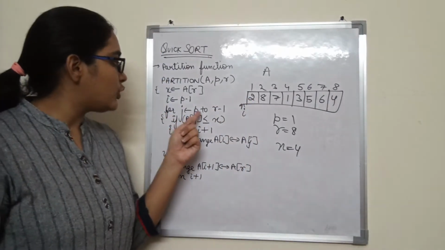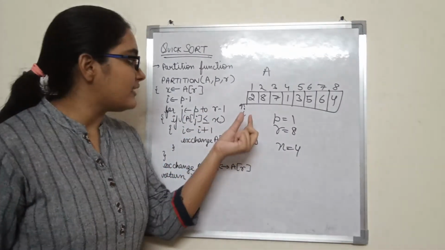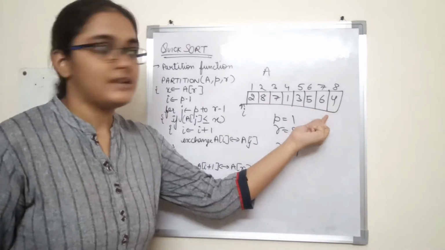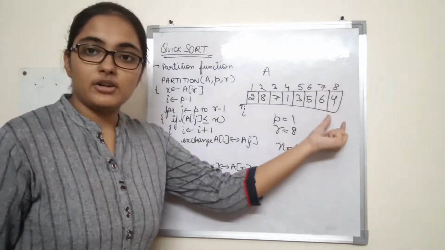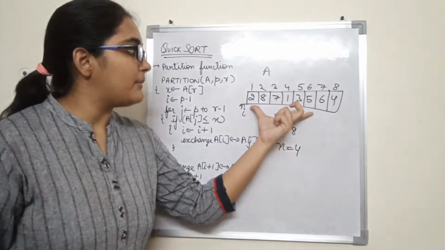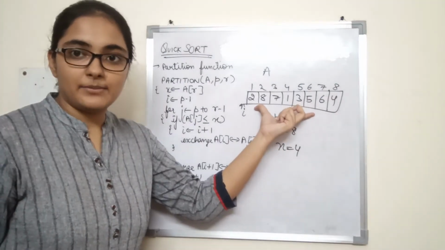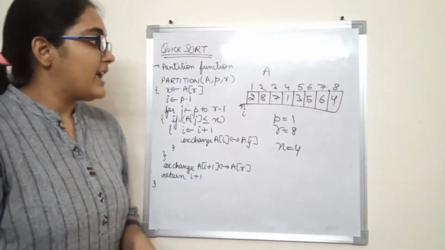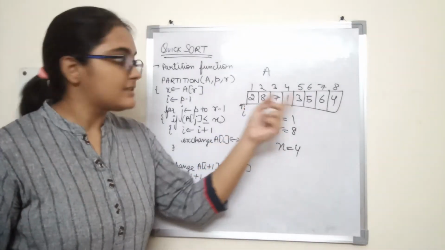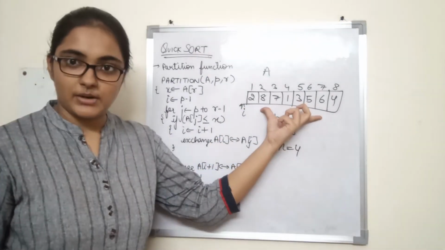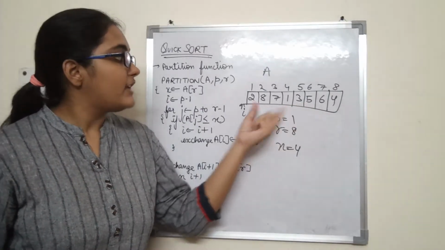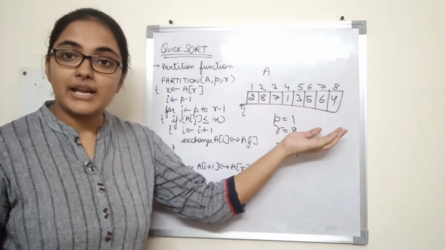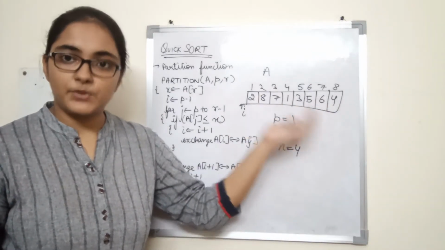Now J is equal to P to R minus 1. That is, J is running from here to R minus 1, till this index, because the last element is taken as the pivot element. So we have to examine this part of the array as to which elements are smaller than the pivot element and which elements are greater than it, so that we are able to divide the array into 2 parts.